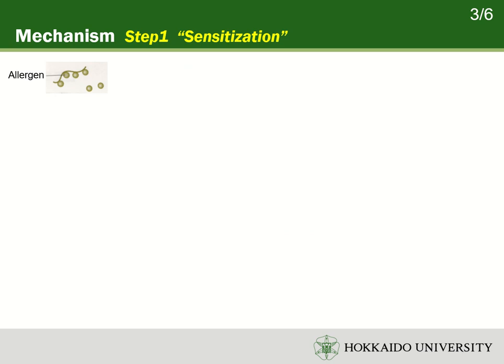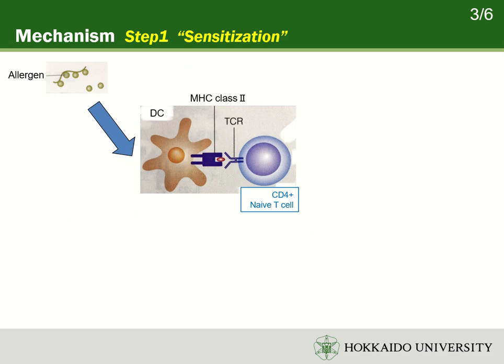I explain the mechanism of sensitization. Dendritic cells that have captured allergens migrate to lymph nodes to present antigens to CD4 plus naive T cells. Antigen presentation occurs when the T cell receptor recognizes the epitope on the MHC class II on the dendritic cell.